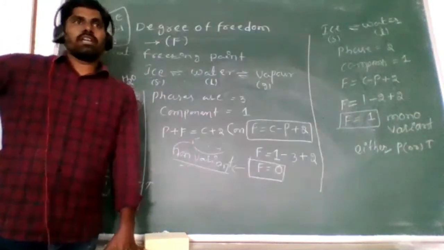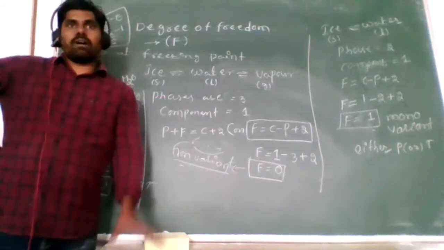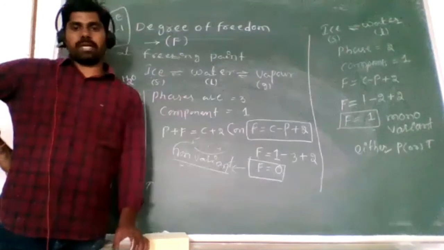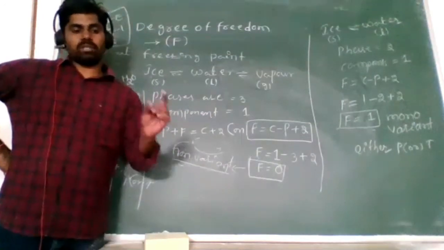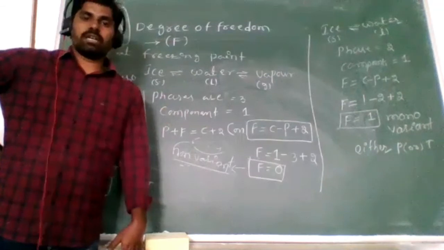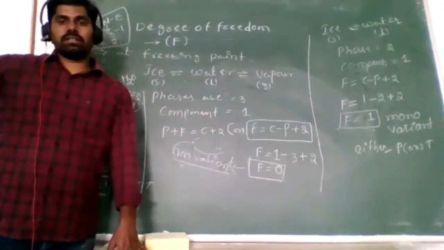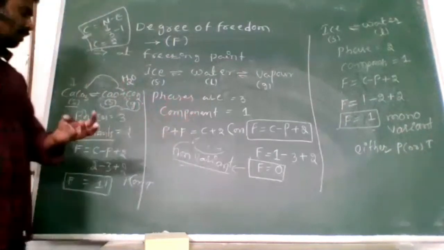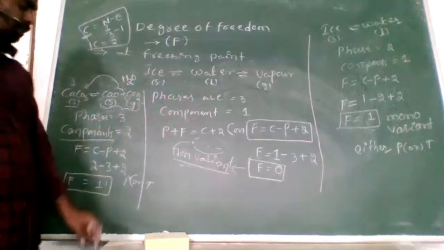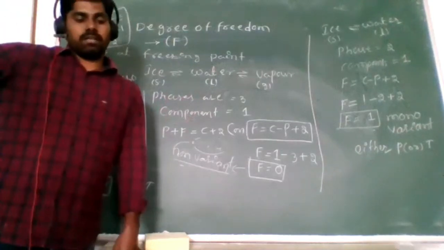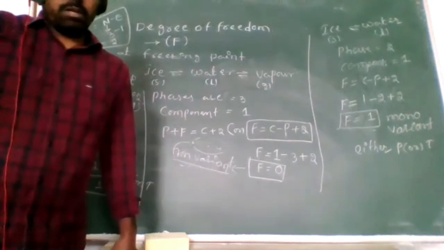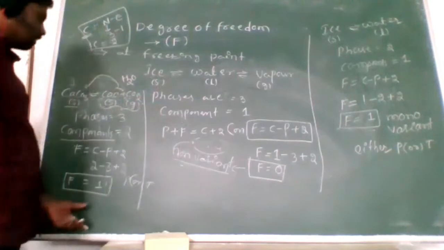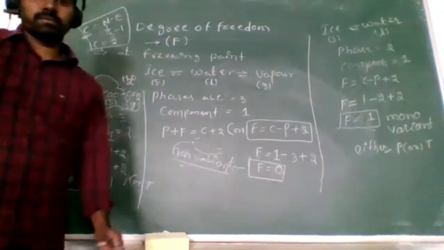Maybe bivariant. Bivariant means pressure and temperature both are specified. Temperature and pressure both are specified to define the system completely. Clear? Pressure and temperature both are to be specified to define the system completely. This is the degree of freedom. Clear? Do you understand? Okay.